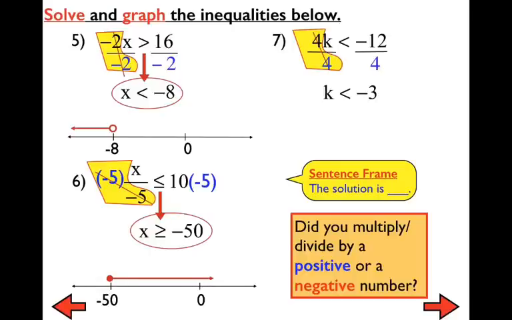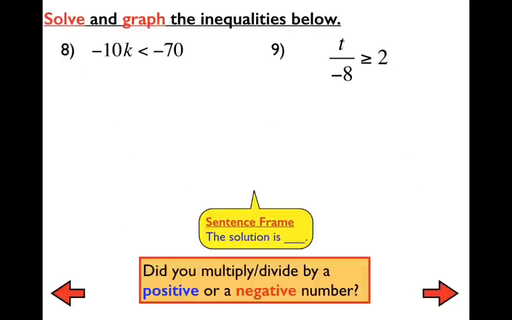Remember, we do not flip if we multiply or divide by a positive number. Only with a negative number. Do not think that because this number right here is negative, that means to flip. It's what you did to both sides, which we divided both sides by a positive number. So once again, solution is k is less than negative 3. Graph is an open circle over negative 3 and an arrow to the left. Let's go to the next problem. Let's pause this flipped lesson and everybody try both number 8 and number 9.